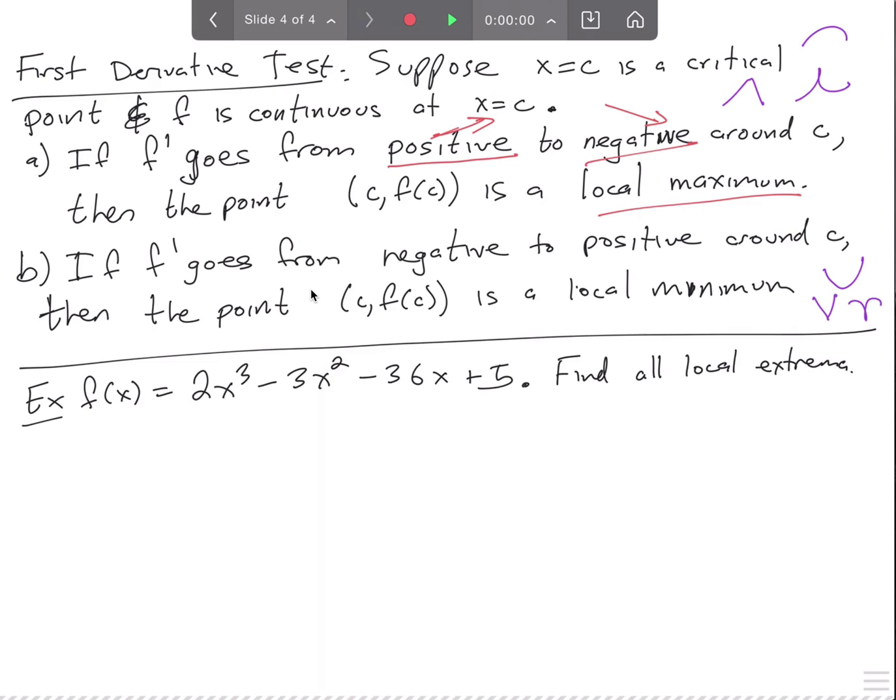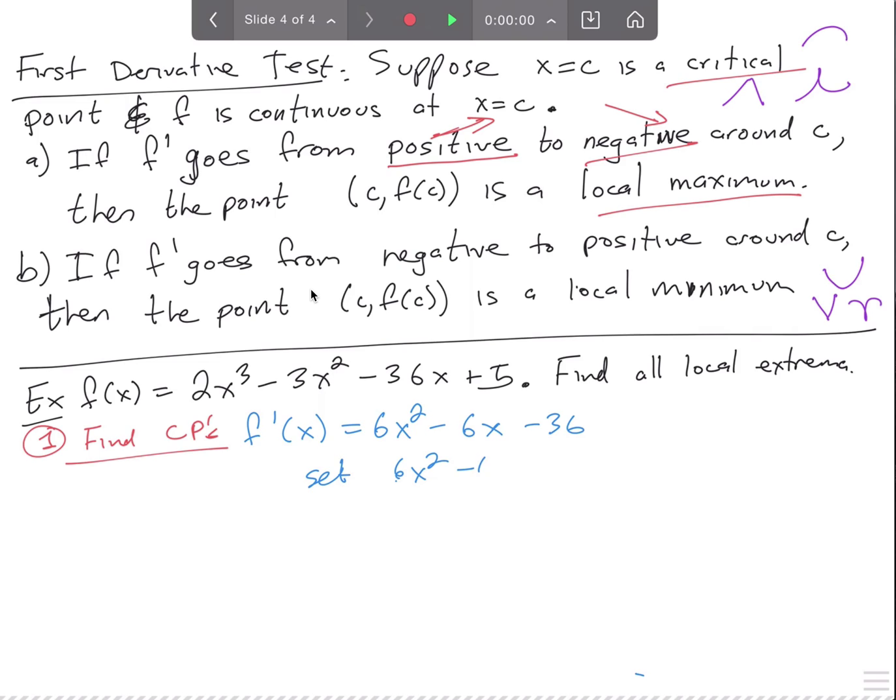So let's say we're going to find the local extrema here. What's the first thing that we would do? Take the derivative, right? So here in the first derivative test, we need to basically find the critical points first, right? To find the critical points, we need to find the derivative. So let's do that. What is that? 6x squared minus 6x minus 36. Okay, looks good. And then what do I do with that? Set it equal to 0, right? So set 6x squared minus 6x minus 36 equal to 0. Let's see. Factor out a 6, right? 6 times (x minus 3) times (x plus 2).